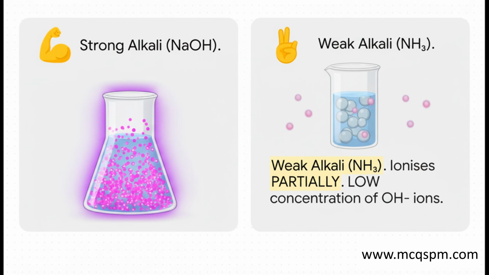This exact same logic works perfectly for alkalis too. A strong alkali, like sodium hydroxide, completely ionizes. It breaks up completely, giving you a high concentration of hydroxide, or OH- ions. But a weak alkali, like ammonia here, only partially ionizes, which means you get a much lower concentration of OH- ions.